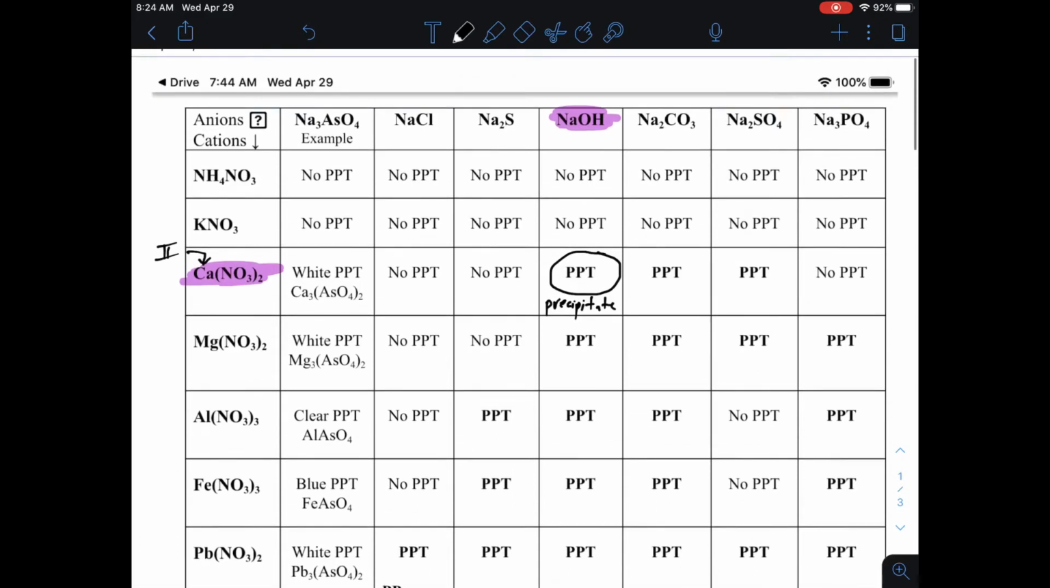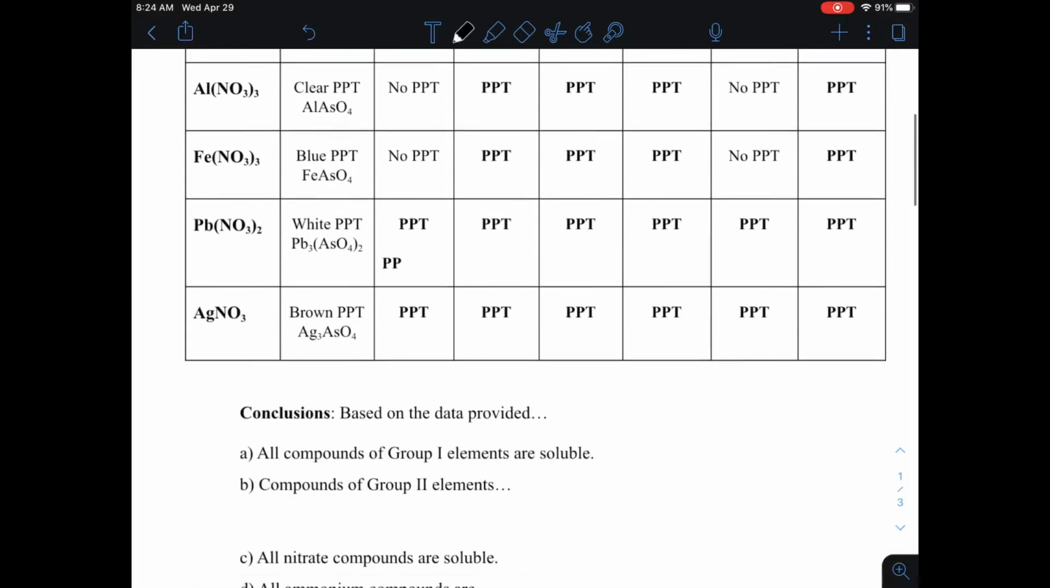So, I'm going to warn you that precipitate reactions are kind of confusing. So I'm going to try to help make this a little bit easier. We reacted calcium nitrate with sodium hydroxide. We formed a precipitate, and that's what this table is showing us. But let's break it down into the chemical reaction.